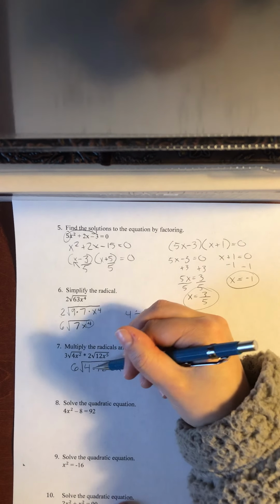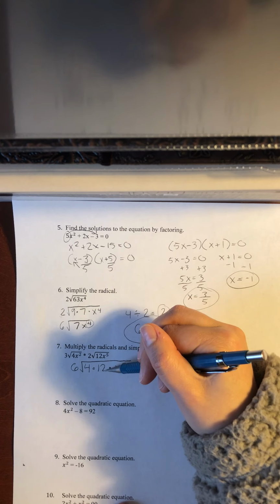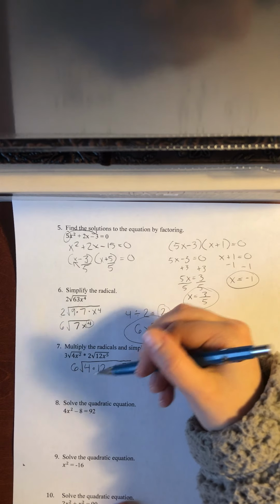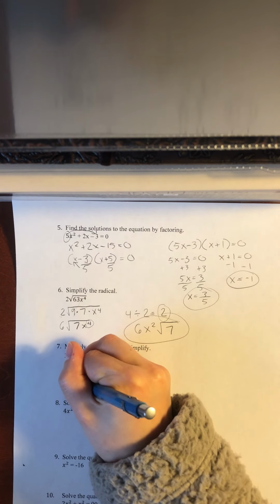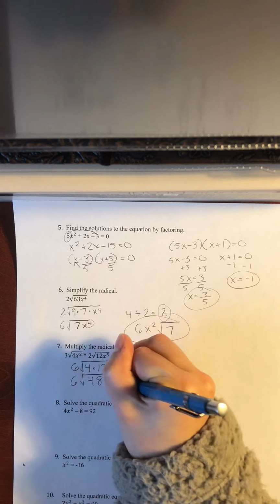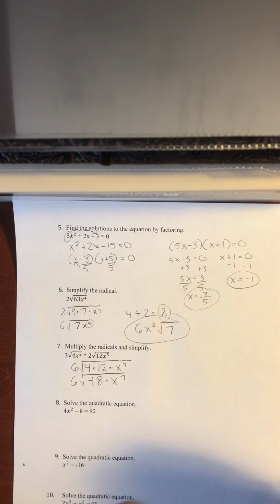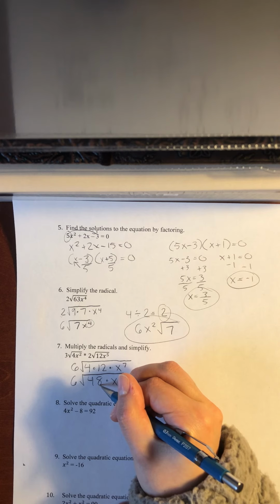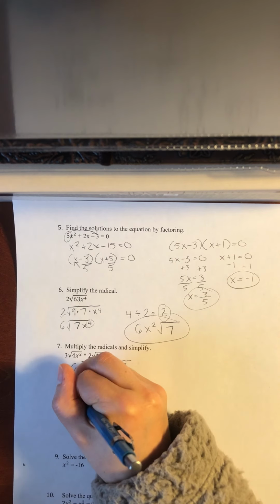We can actually combine this to 48. We don't have to break it up. You could break this down into 4 times 3. Then you'd have 2 4s to work with, or you could just multiply it and say this is 48. 48, I can think of that as 16 times 3.